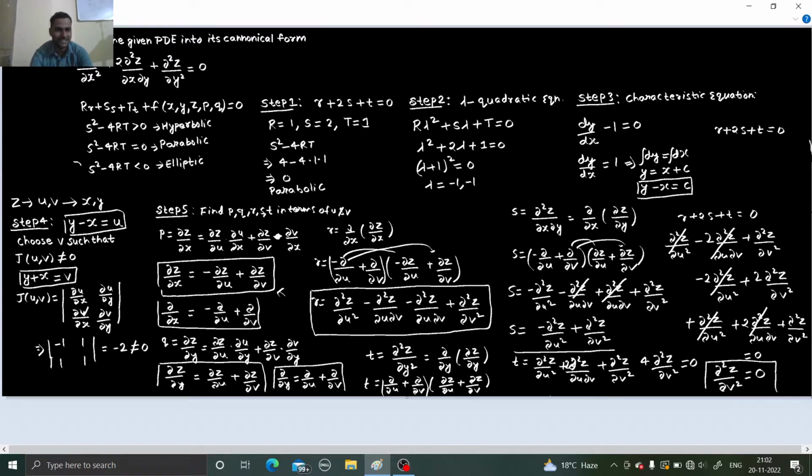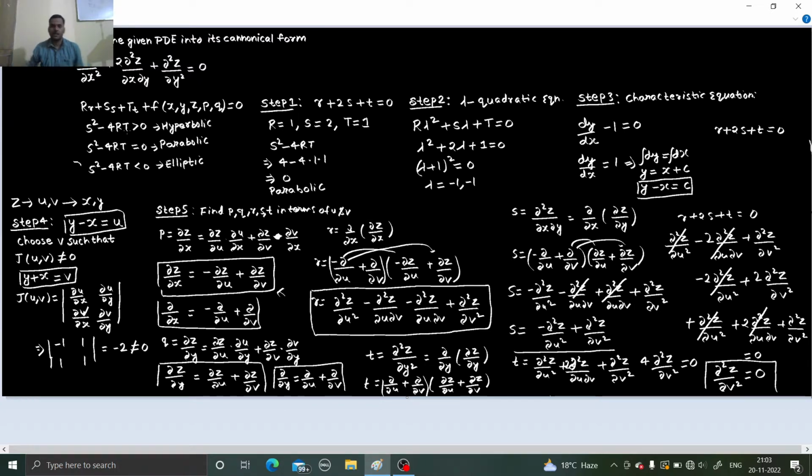Very small things. As you can see here, what was the first step? This one was the first step, where we compared r, s and t, and we found in step 1 that it was parabolic. Just look at your notebooks, not at the screen. This is just for me. So in step 1, we saw it was parabolic. Then step 2 was the lambda quadratic equation.